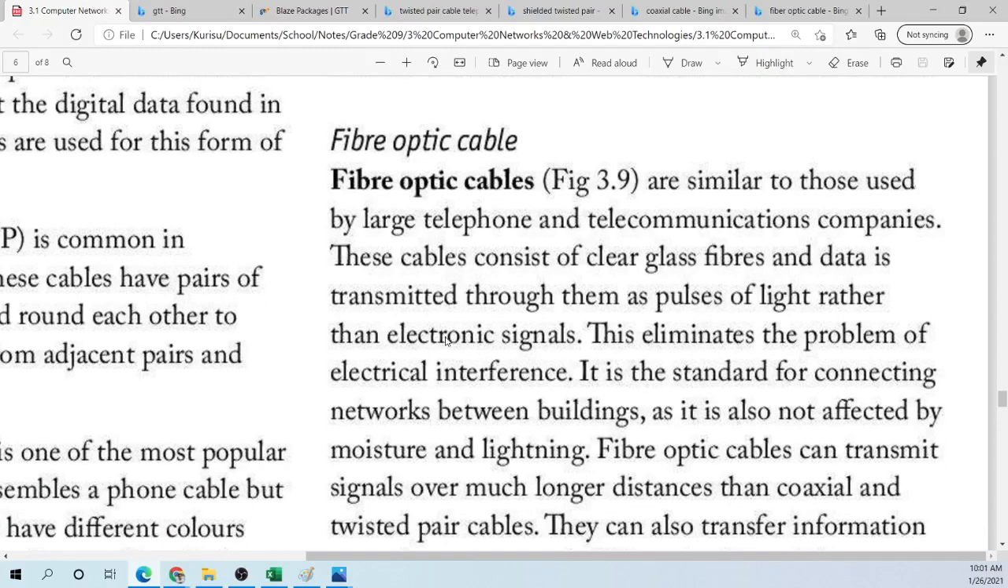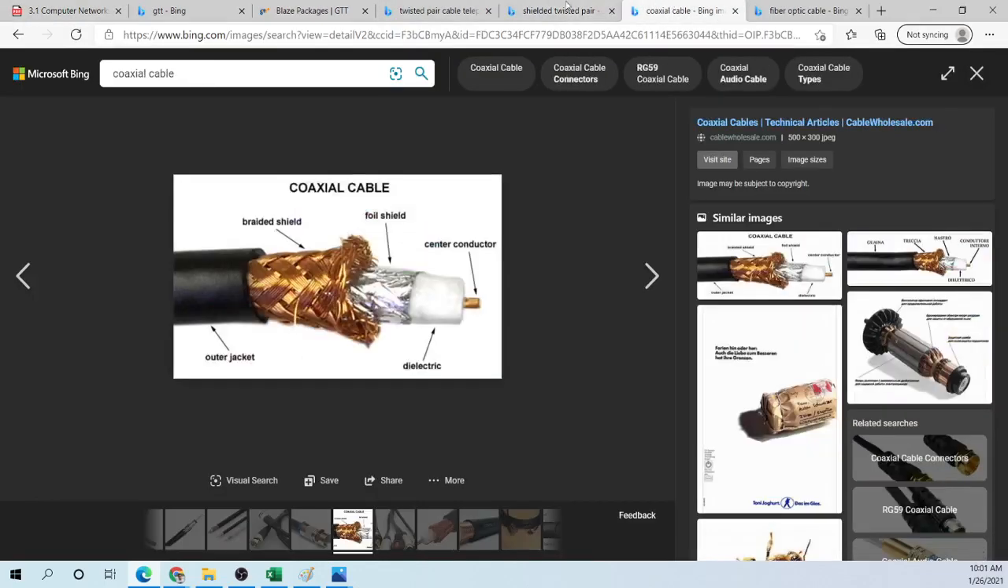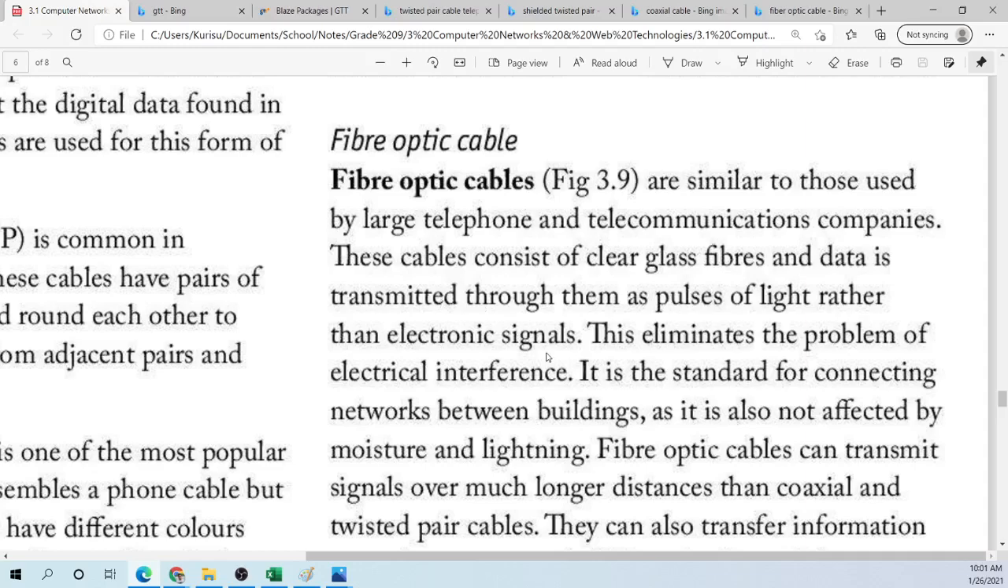Now, because it uses light, it basically eliminates the disadvantages that the twisted pair and the coaxial would have. They would have electrical interference because everything is electrical. But because a fiber optic is using light, it is not affected by electronic signals. It's not affected by electrical interference. So that's one advantage there.